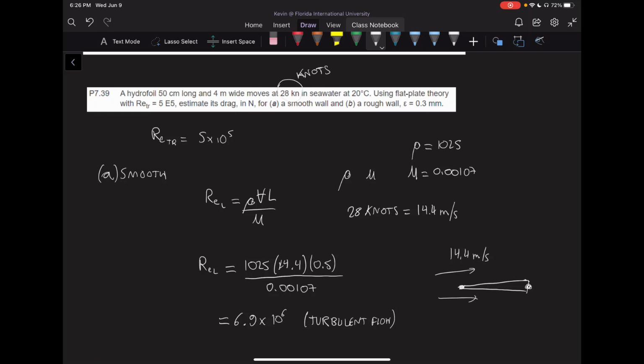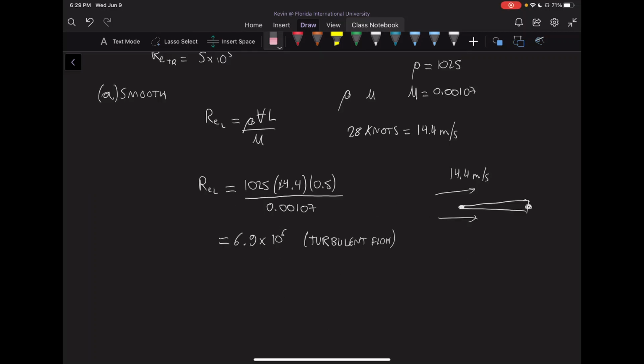If we have turbulent flow, for our smooth wall we can use our equations to find the drag. So our question now is, what equation for coefficient of drag are we going to use? We saw that when we have turbulent flow, we had an equation that said that coefficient of drag is equal to 0.031 over Reynolds to the 1/7. So we had that equation.